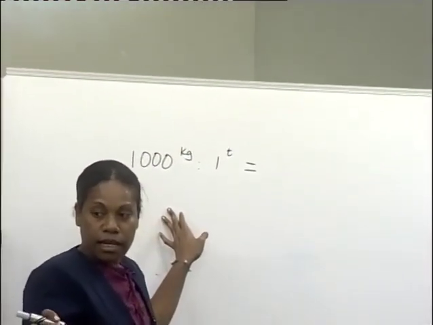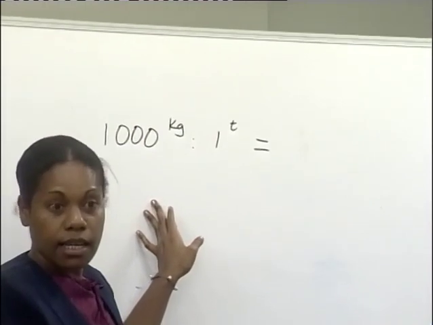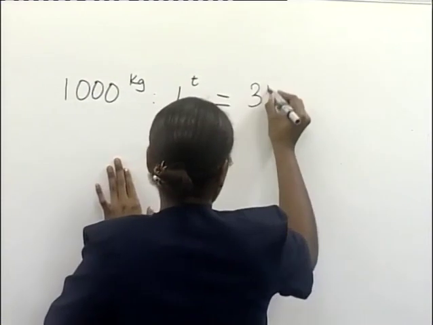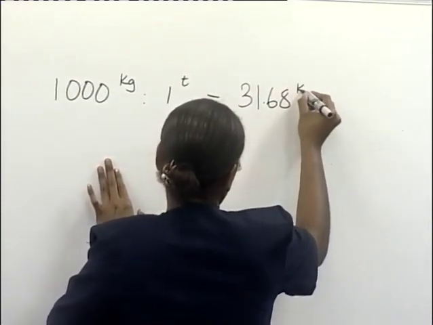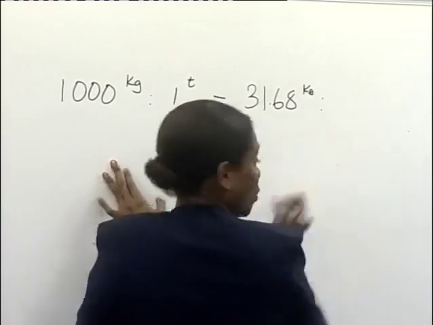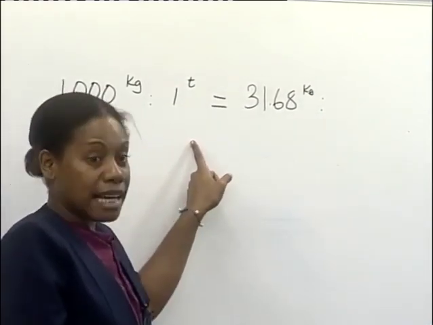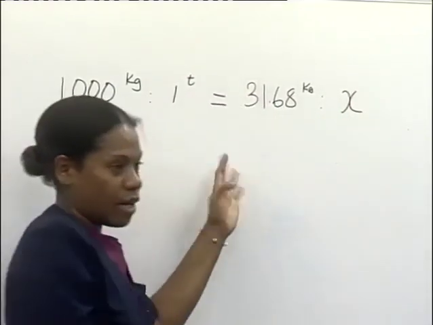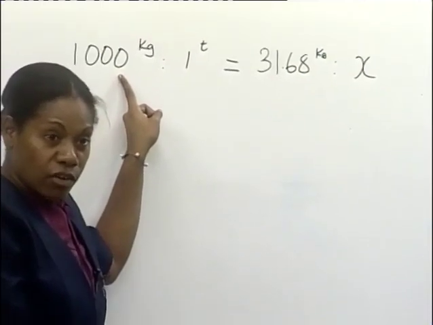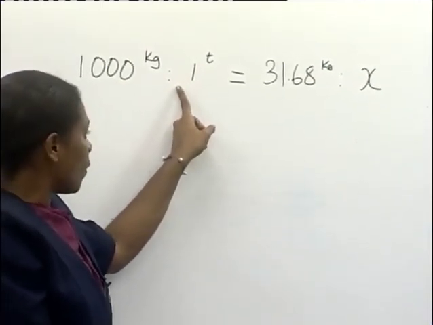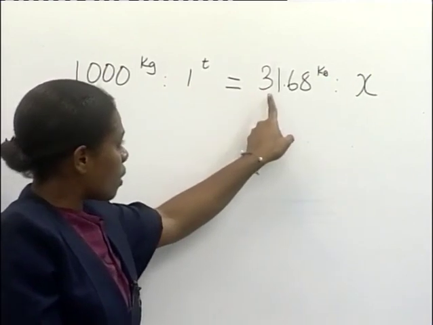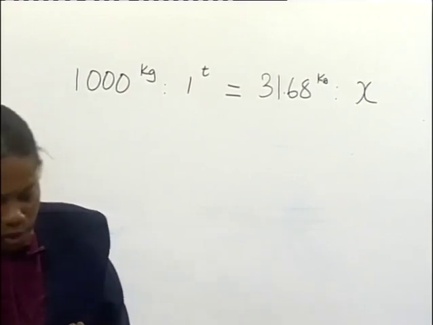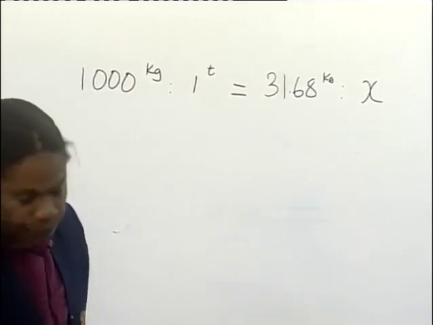Now, how many kilograms are there? 31.68 kilograms. Now, what do we want to do? We want to change it into tons. So this is X, unknown. 1,000 kilograms is equal to 1 ton, so 1 ton equals 31.68 kilograms, X. So what we're going to do now is one way of working it out.